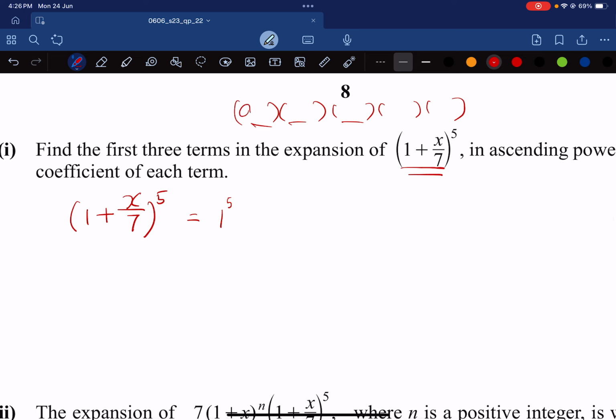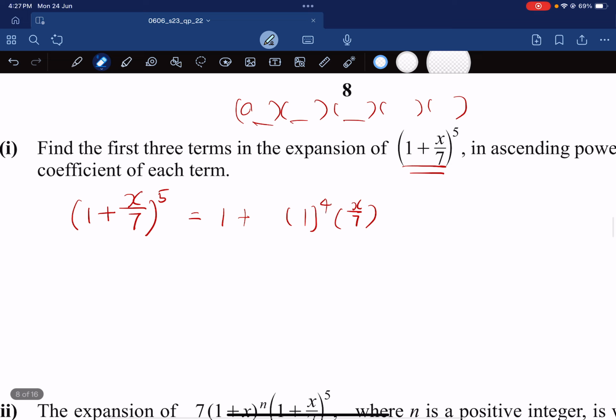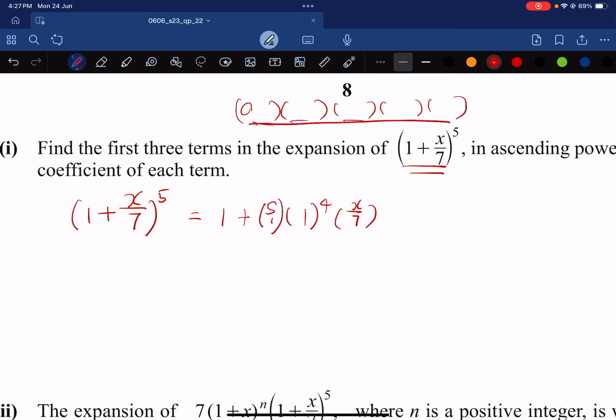So the way to form 1 to the power of 5 is only one way, which is 1. 1 to any power is 1, so of course 1 to the power of 5 is still 1. And instead of taking the first term for all brackets, out of 5 brackets, for 4 brackets I take 1, and the remaining 1 bracket I take x over 7. And then how many ways of getting this done? It would be 5 choose 1.